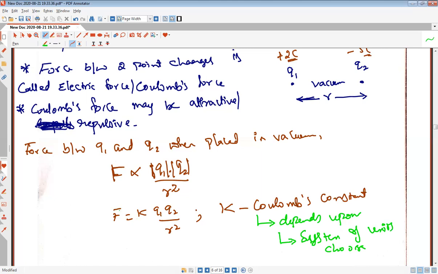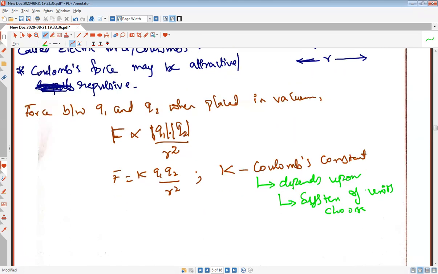If you are measuring force in CGS units, the value of K will be different. If we are measuring force in the SI system, the value of K will be different. So K depends upon the system of units used, and also the value of K depends upon the medium in which charges are placed.